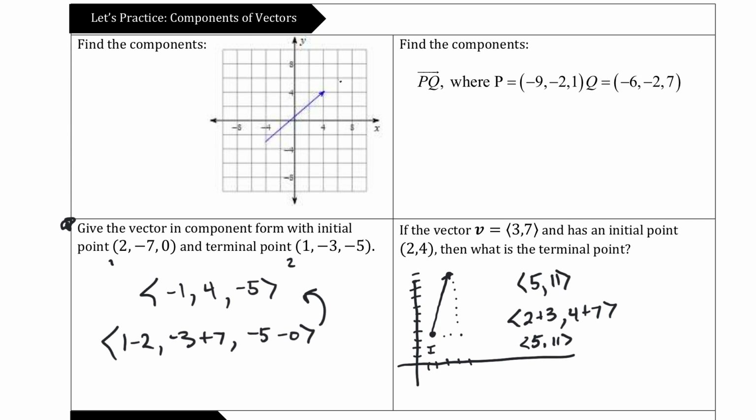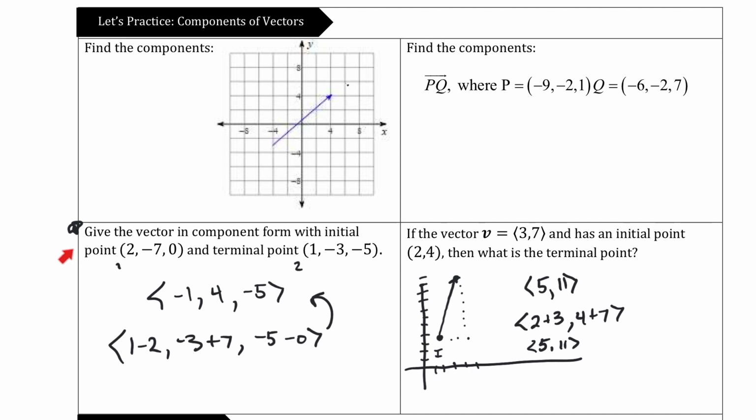So in order to do a few new questions, I wanted to hit a few of these points and make sure we understand all the different parts. Okay, we're going to look at this one here, right? It says given the vector in component form with the initial point 2, -7, 0, and the terminal point 1, -3, -5, let's write a vector, right? From the initial to the terminal.